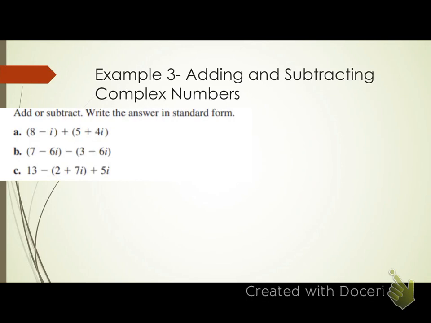What is standard form again? A plus bi. Right? A plus bi. The real part comes first, the imaginary part comes second. So, 8 minus i plus 5 plus 4i. I'm adding my complex numbers, correct? So do I have anything to distribute to my sets of parentheses? You might. I don't. So I can drop my parentheses here.